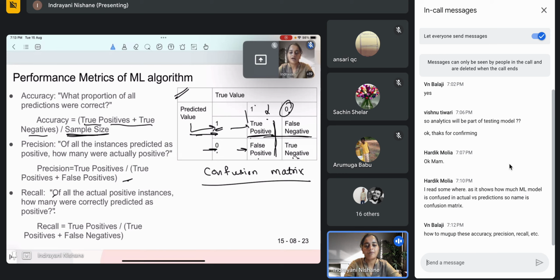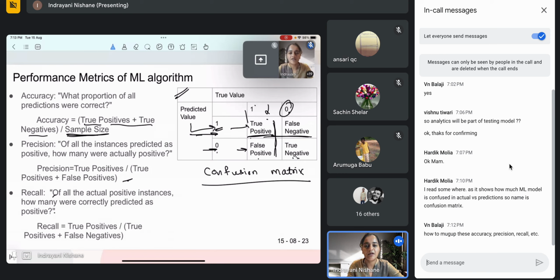How to mug up, I don't know how to mug up, so that's why I'm giving you these hints while talking, how to remember what is precision and how to remember what is recall. So I hope these questions which I am giving will help you in remembering how accurately you do anything. So it is very simple.